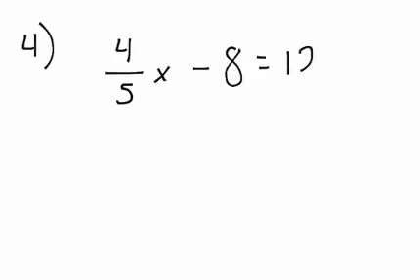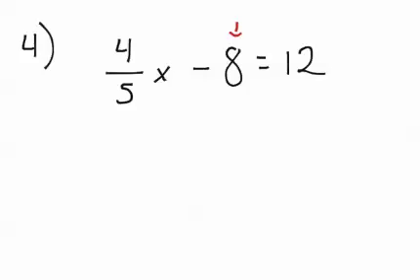Number 4. All right, here we go with the fractions. 4/5 x minus 8 equals 12. Now when we see these, I don't want you to freak out. Maybe you don't, maybe you do. But we can totally do these. So find the constant. The constant is negative 8.